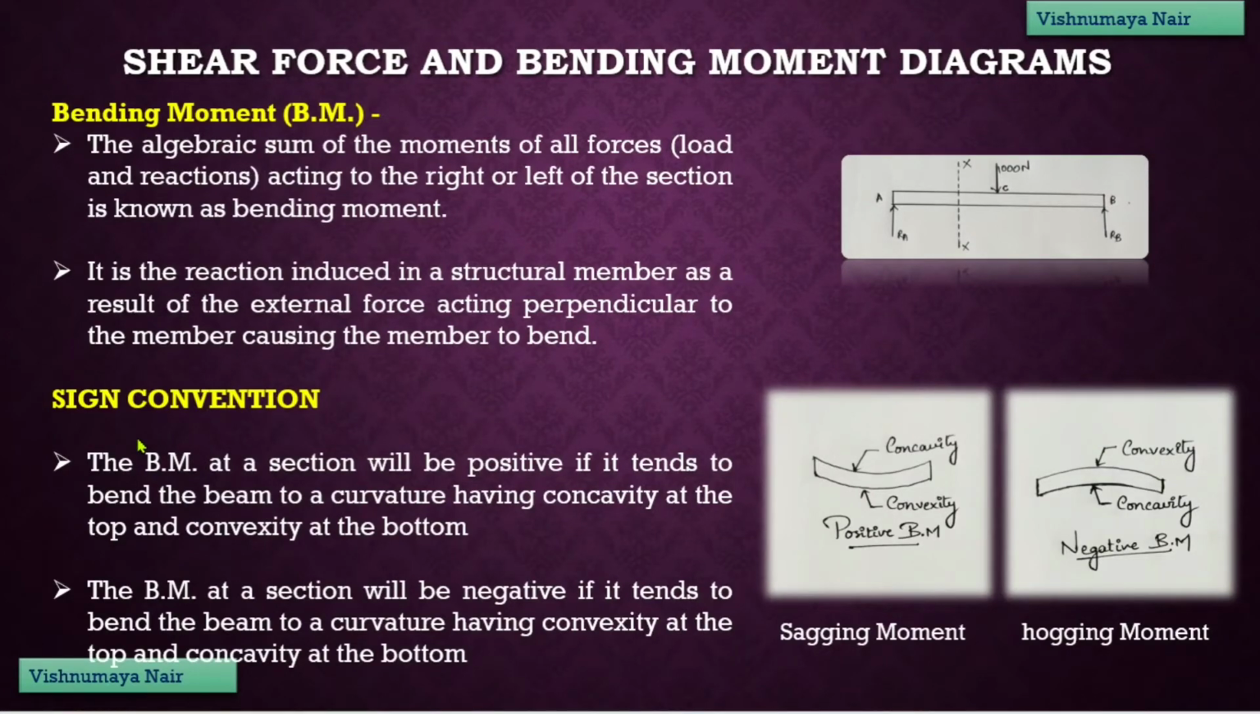Next is sign convention. The bending moment at a section will be positive if it tends to bend the beam in this manner, that is with convexity at the bottom and concavity at the top. Such a bending moment is known as sagging moment. And the bending moment is said to be negative if it tends to bend the beam in this manner, that is with concavity at the bottom and convexity at the top. Such a moment is known as hogging moment.